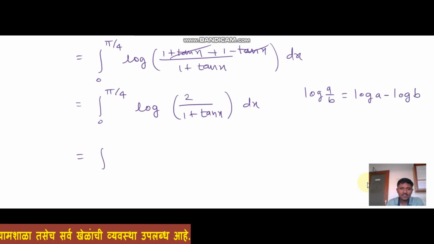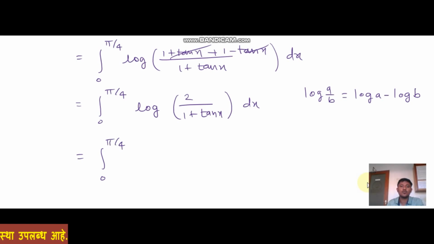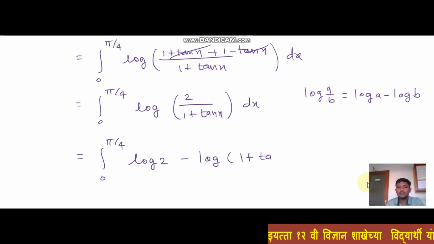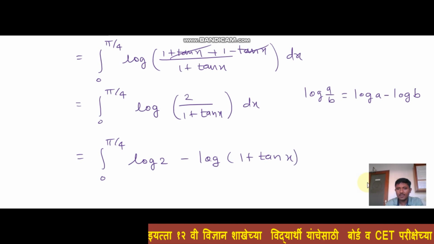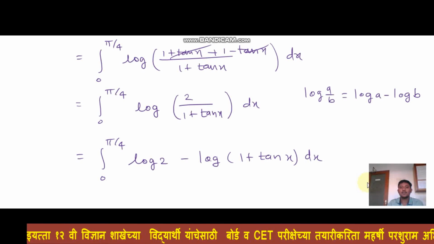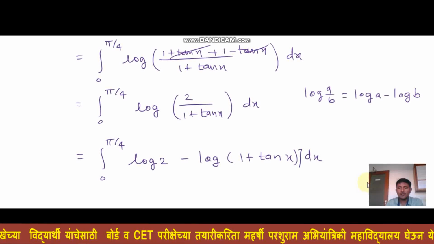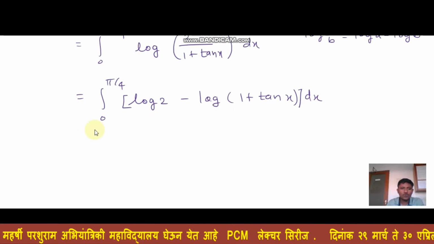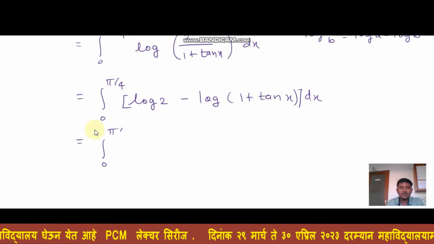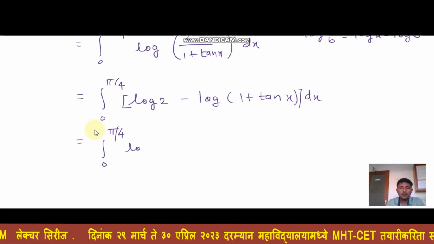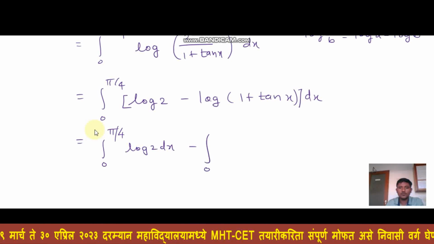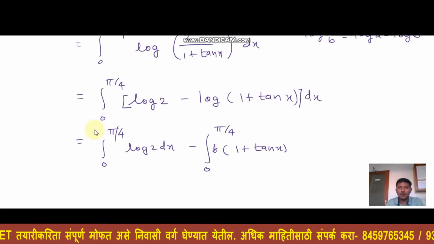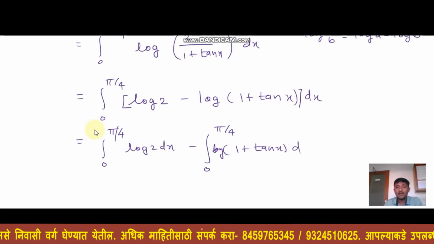So using this fact, this will be integral 0 to pi by 4, log of 2 minus log of 1 plus tan x dx. Is it right? So this is just the bracket. I hope you all have understood this well. So these are separate integrals: integral 0 to pi by 4 log 2 dx minus integral 0 to pi by 4 log of 1 plus tan x into dx.